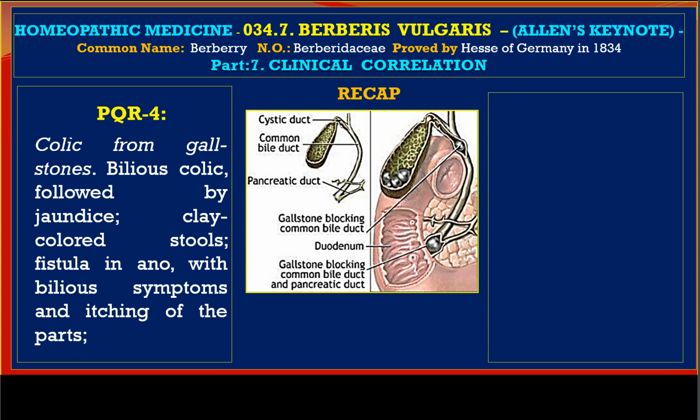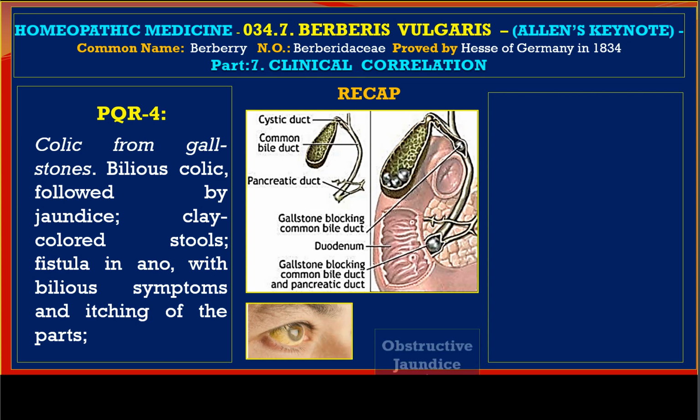This obstructive jaundice is a serious problem. It can give rise to pancreatitis also. Once pancreatitis develops, it becomes a medical emergency, but obstructive jaundice will have severe greenish-looking itching in the skin all over the body and clay-colored stools.